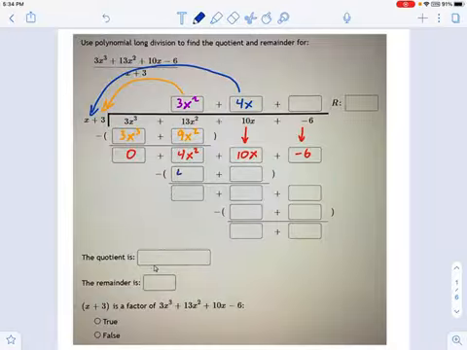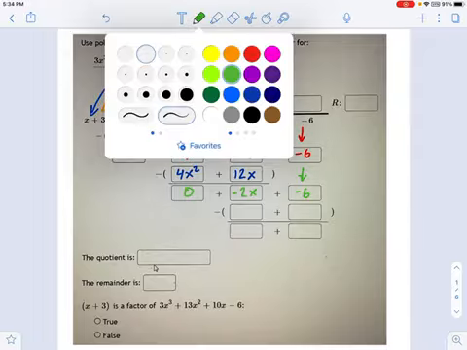4x times x is 4x squared. 4x times 3 is 12x. So now we subtract the blue line from the red line. What do we get? Well, 4x squared minus 4x squared is 0. 10x minus 12x is negative 2x. And then I carry down my negative 6. And now I have negative 2x minus 6. Well, what do I do? I divide that by x plus 3.